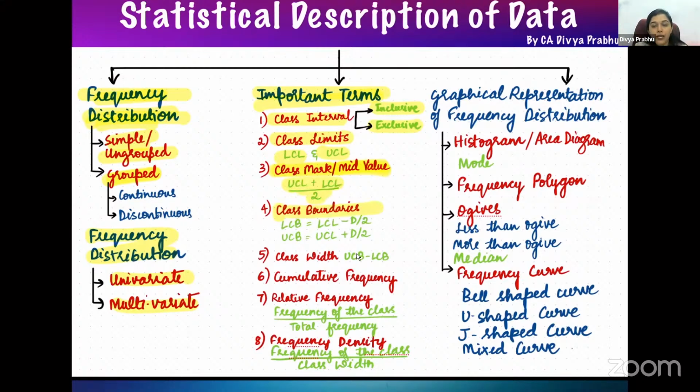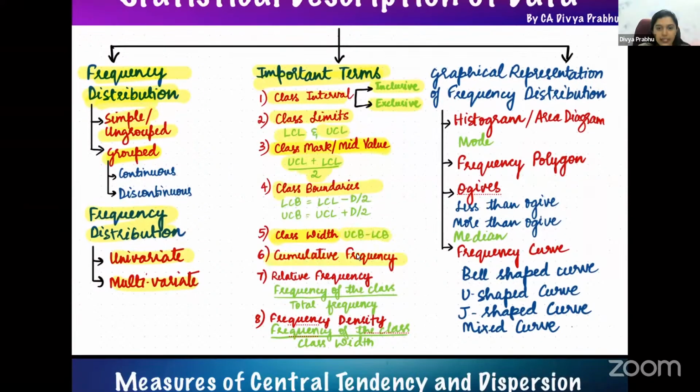Next, class boundaries. That is the upper class boundary, lower class boundary. Class width, I told you, don't forget this: size of the class interval, width of the class interval, length of the class interval. Same formula, which is UCB minus LCB. Okay. Then we have cumulative frequency, that is less than type cumulative frequency, more than type cumulative frequency. These two formulas are also important. Read this carefully. Relative frequency, frequency density, both these are important.